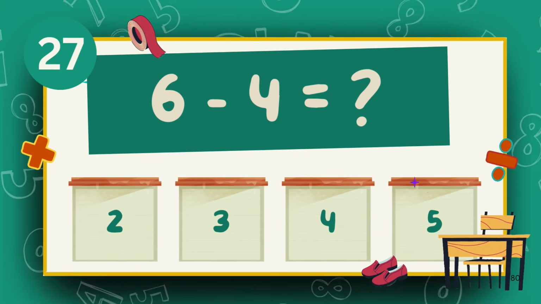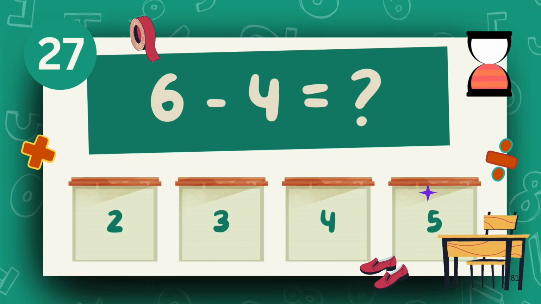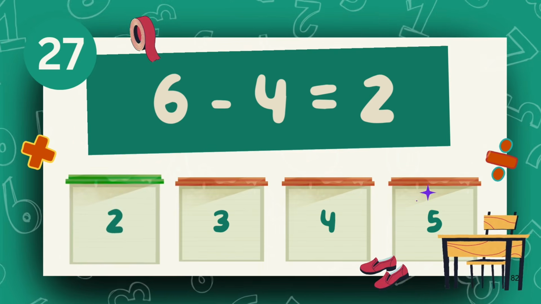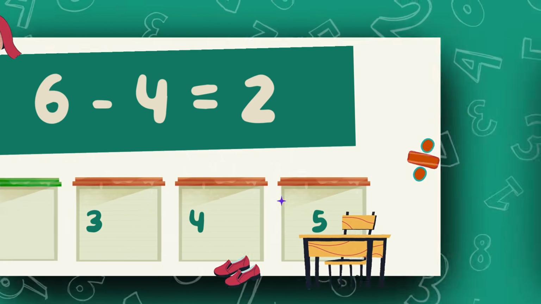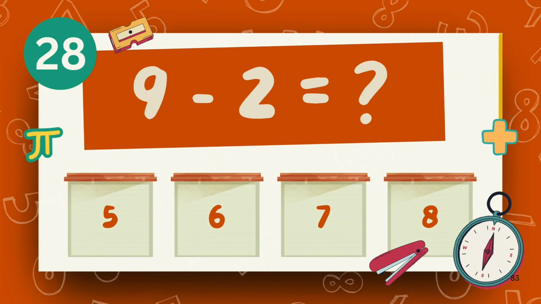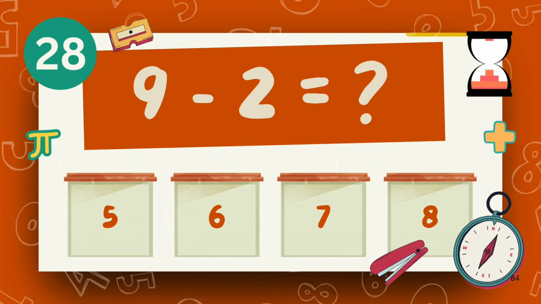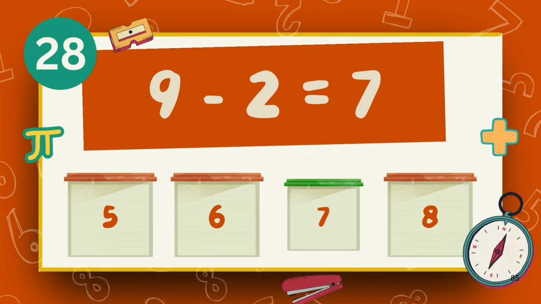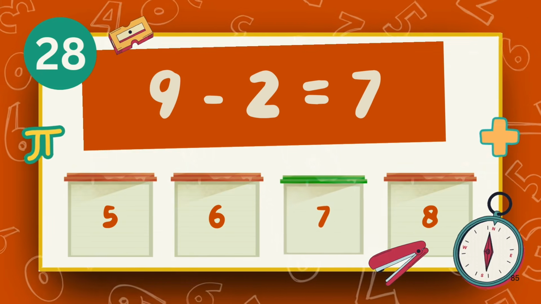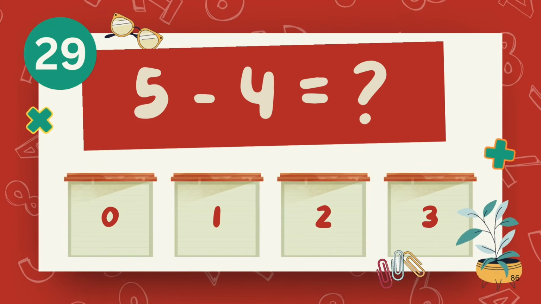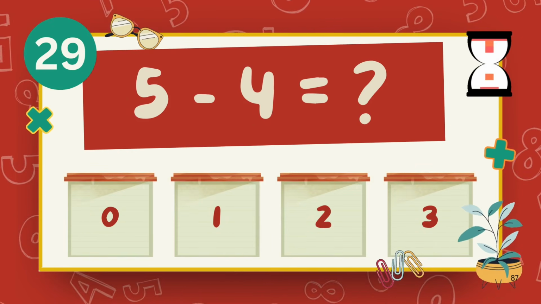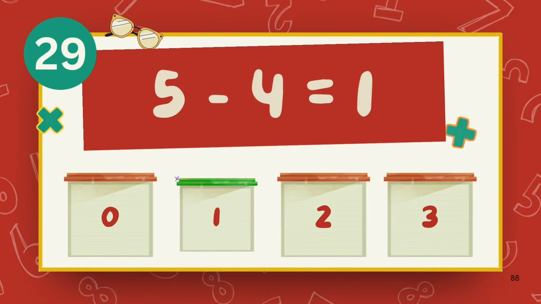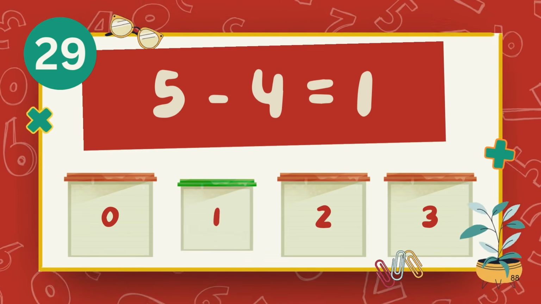What is 6 minus 4? The answer is 2. What is 9 minus 2? The answer is 7. What is 5 minus 4? The answer is 1.